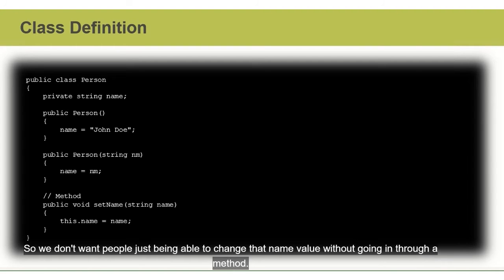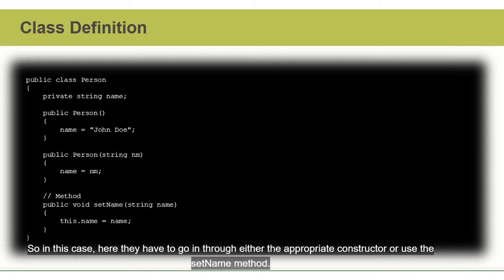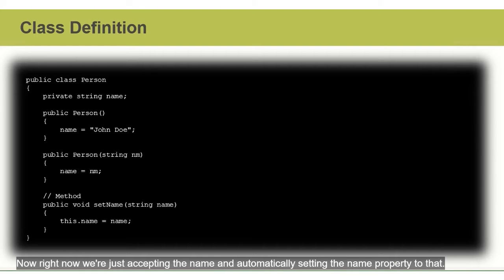So we don't want people just being able to change that name value without going in through a method. So in this case here, they have to go in through either the appropriate constructor or use the set name method. Now, right now, we're just accepting the name and automatically setting the name property to that. But we could also introduce some logic here to verify that the name is of a certain length, or say we're setting an age, for instance, we could set a specific age range and so on.